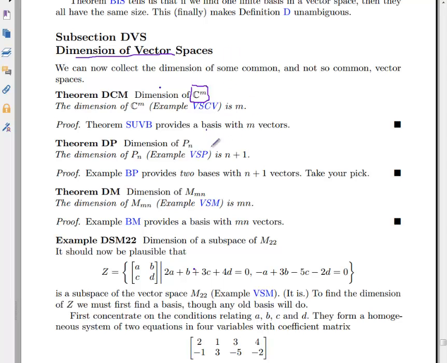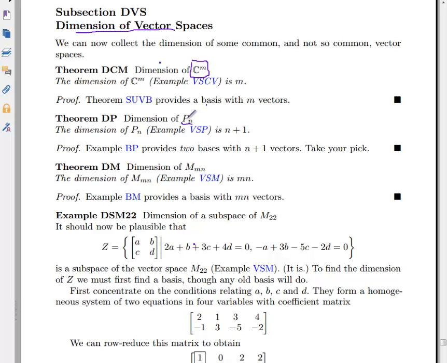The dimension of Pn, the polynomials of degree n or less, is n plus 1 because we have a basis in that case, 1, x, up to x to the n. And the basis in the previous case was e1 up to em, if you remember what those standard basis vectors were.